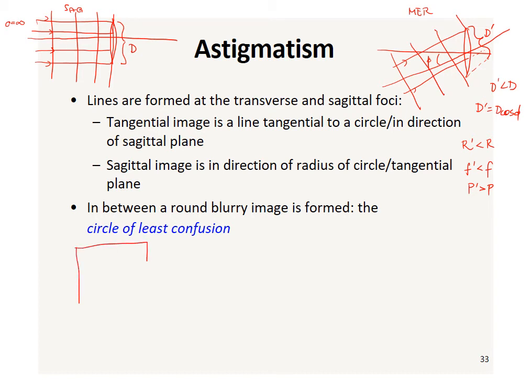Well, let's start off with an object that is an array of 3 by 3 point objects. Okay, so here's our object. Now we're going to look at the tangential focus. We'll put our image plane out at the tangential focus, in other words, where the meridional rays all come into focus.